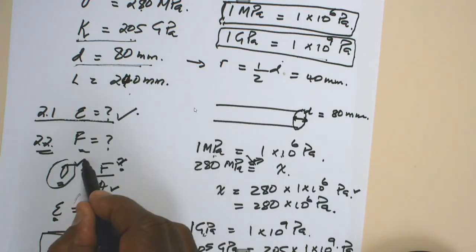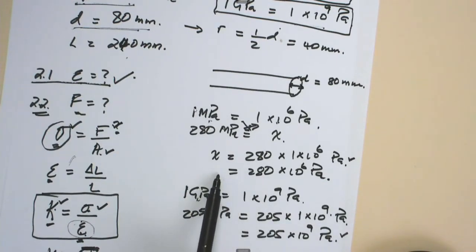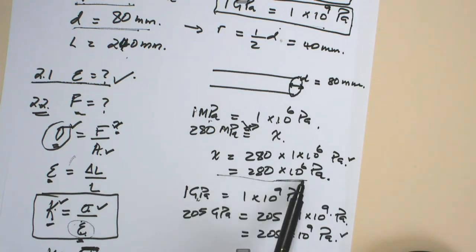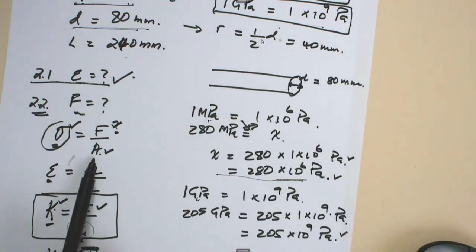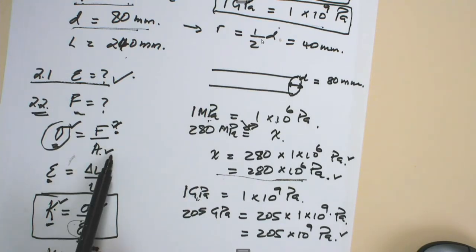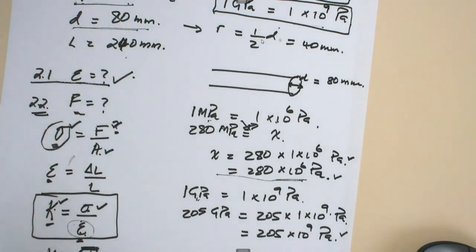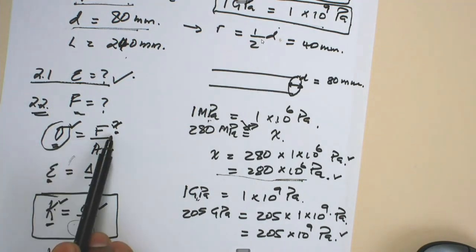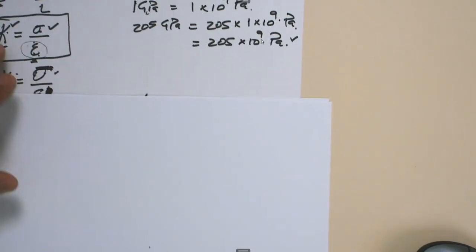We have the stress given there, and we have already converted it to pascals. So we have it here. And then we have the area we can calculate because we have the diameter of that. And then we can calculate the force using this formula. Let's just see how we can do it.